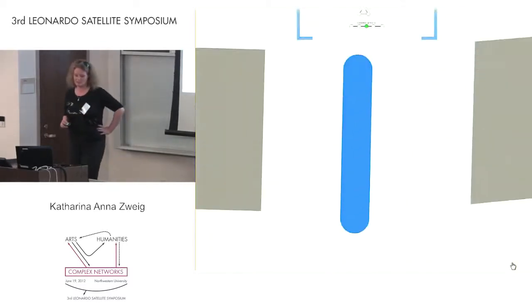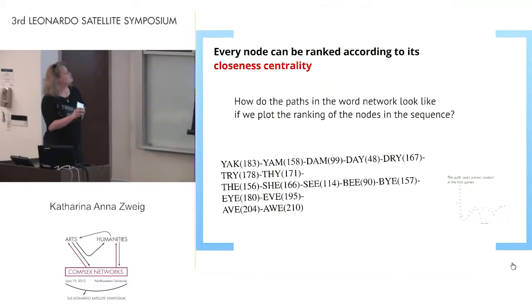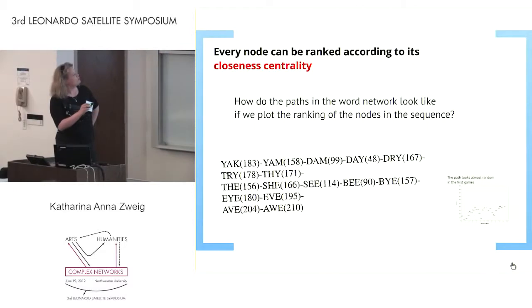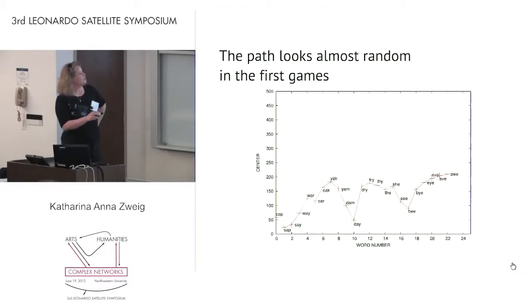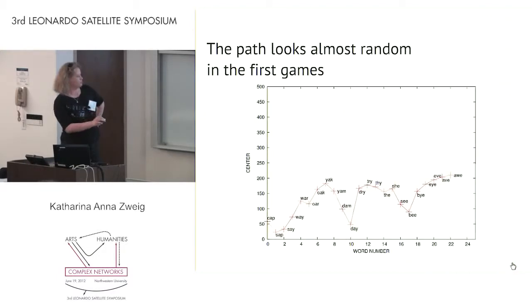So what happened was this. We can now rank every node according to its closeness centrality. And then if this is a path, we can just assign the number according to the closeness centrality. So this is not a very central word. And in this path, it's hard to see any central word, maybe day. So this path, if you put it here, these are the words in the sequence they were used in the game. And this is their centrality.